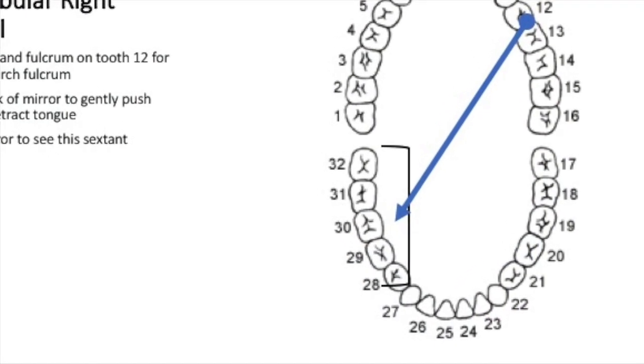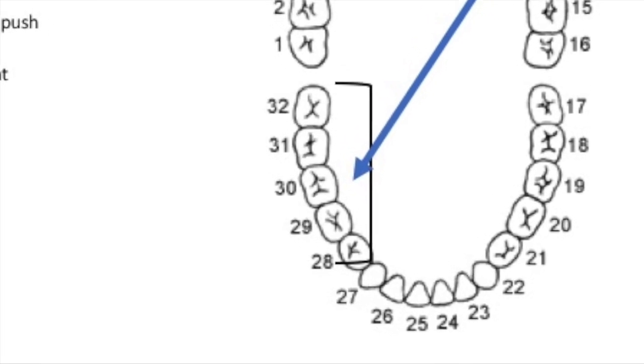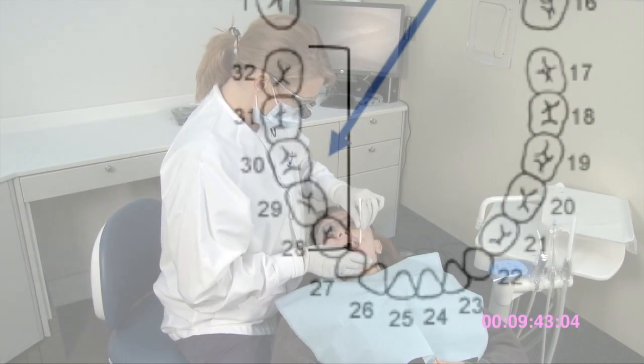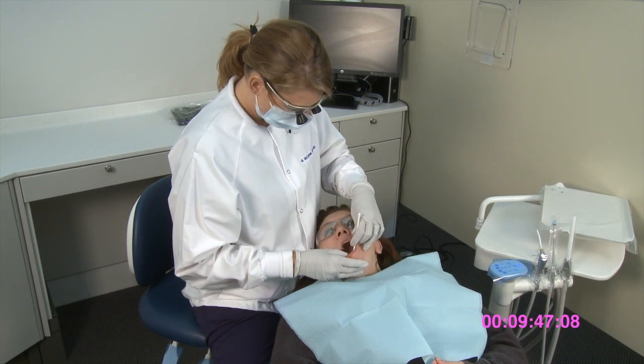Mandibular right lingual. The mirror fulcrum is on the maxillary left premolars. Retract the tongue and provide extra light. The patient's head is turned very towards you, and you'll be sitting between 11 and 11:30.